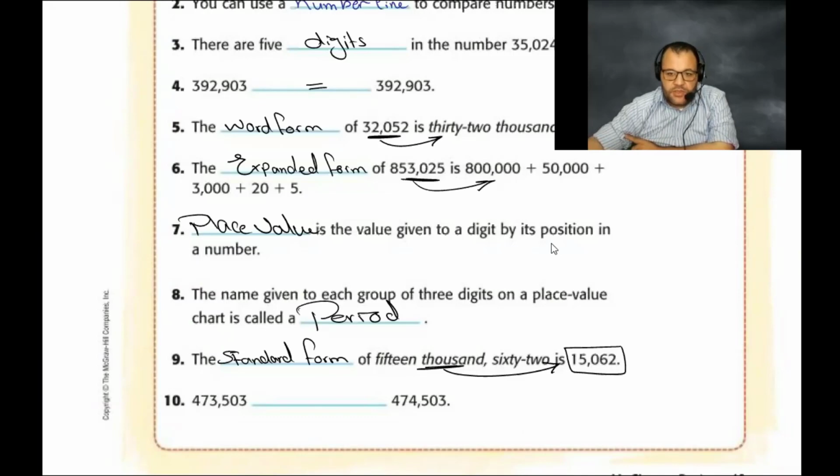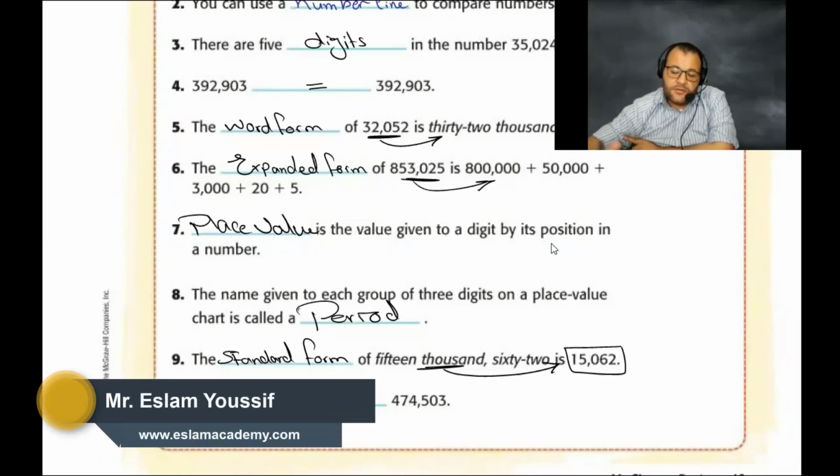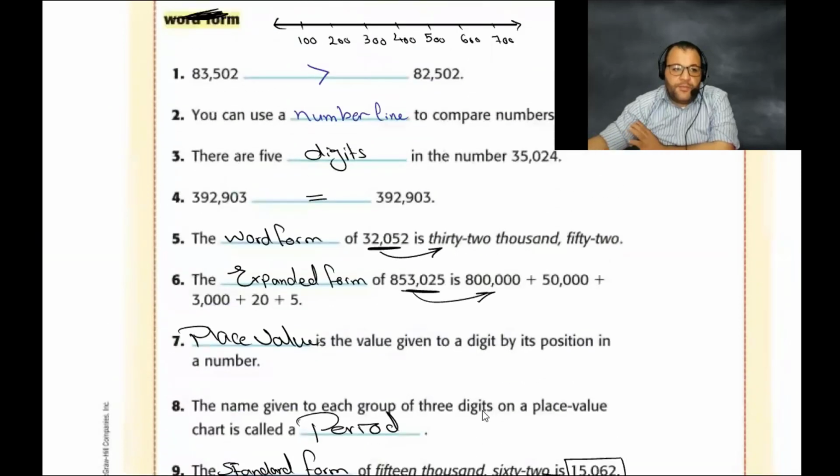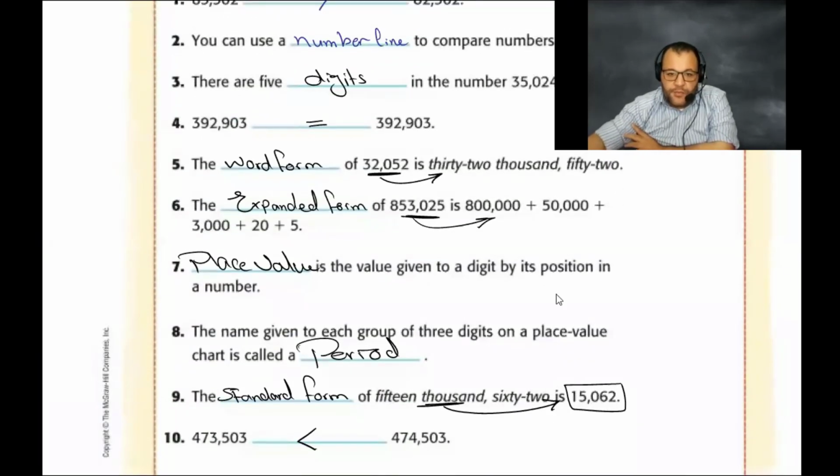Abdullah, can you solve question number 10, please? What is the answer? The right answer is on the right, and the left answer is on the left. What is the meaning? Less than. So the first one, 473,503, is less than 474,503.